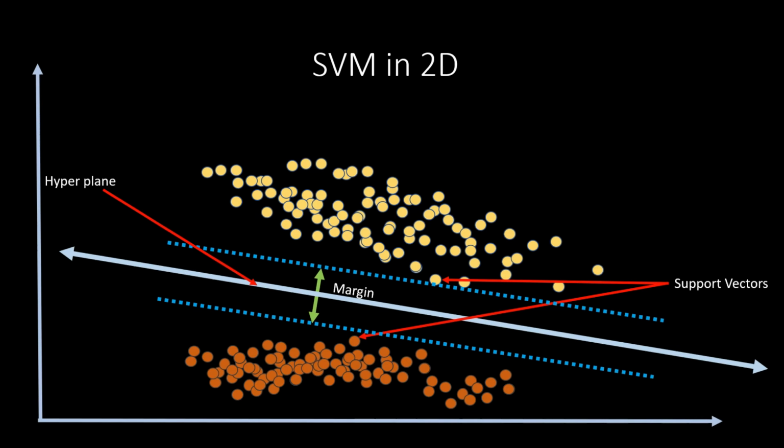The data points which are closest to the hyperplane are called support vectors. The distance between support vectors is called the margin. The objective of the SVM algorithm is to find a hyperplane for which the margin is maximum. Such a hyperplane is called the optimized hyperplane.